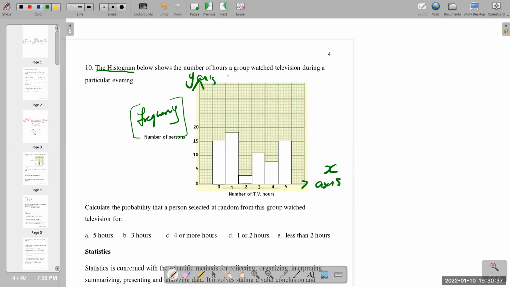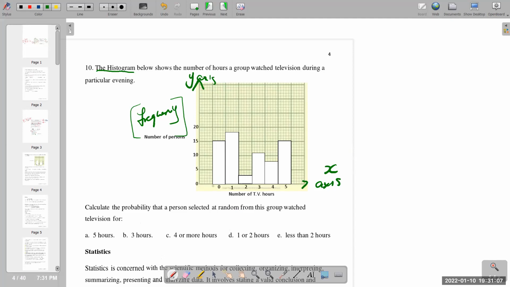So it says, read it again, it shows the number of hours a group watched television during the day. What does this mean? This first bar represents the number of people who watch 0 TV. This one represents how many people watch 1 hour, 2 hours, 3 hours, 4 hours, 5 hours. Everybody see that? Because you have to be able to look at this and read it.